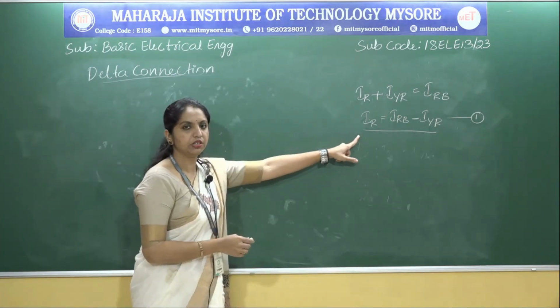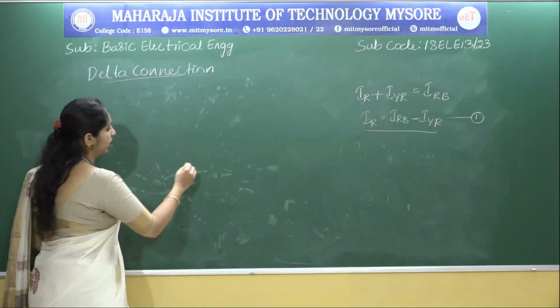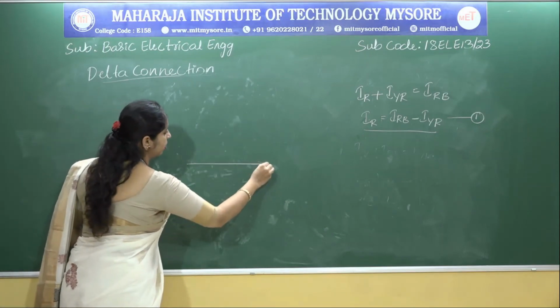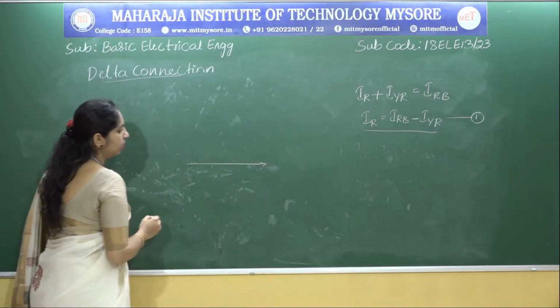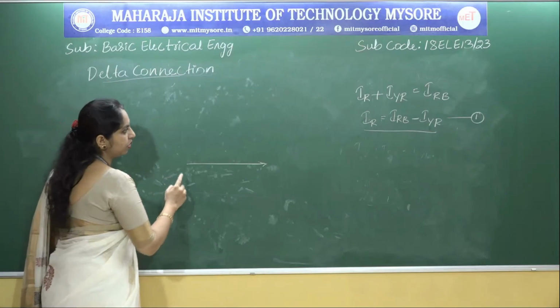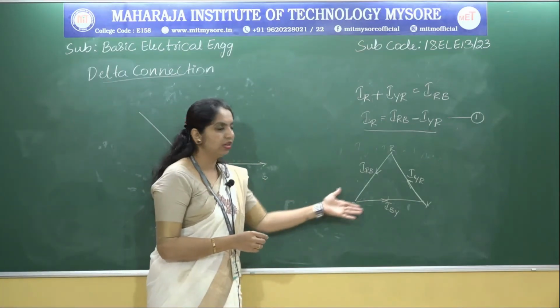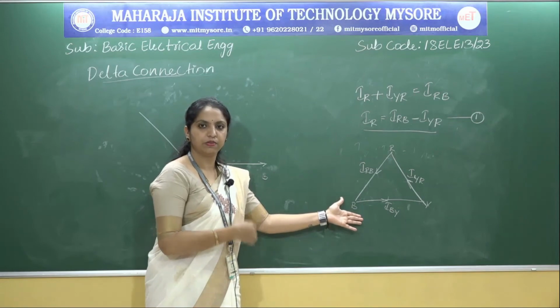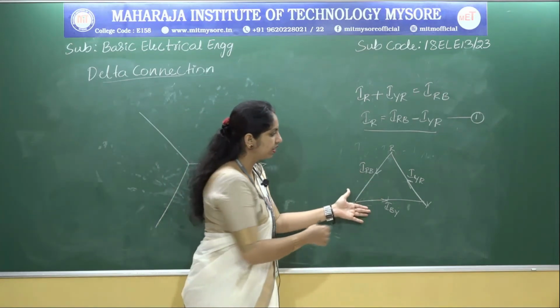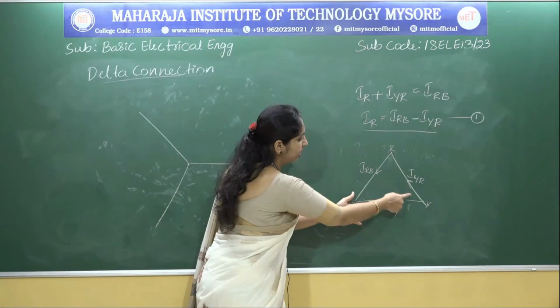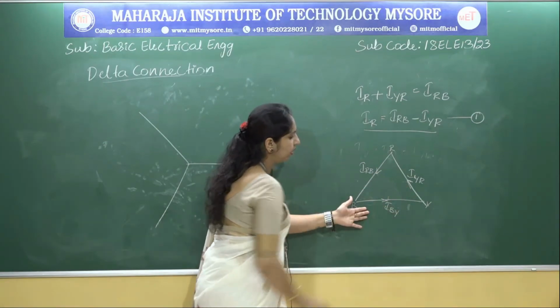With this equation, we are going to draw a phasor diagram. As I have already told you, to start with, we should always have the phase value. So what are the phase currents here? Based on the circuit that we have discussed, that is the delta connection, the directions were IYR, IRB and IBY.